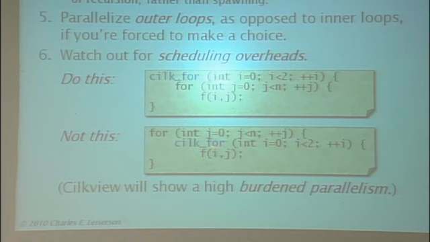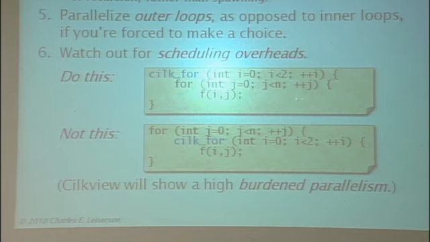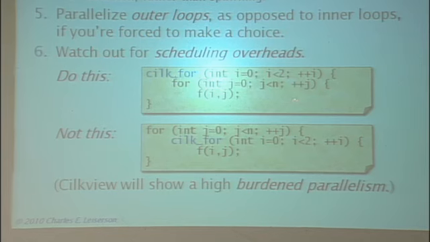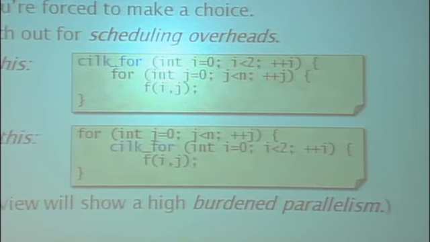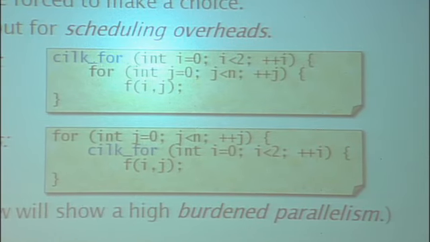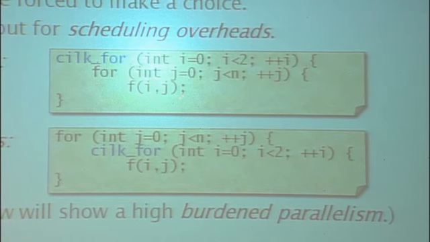So let me slow down here. Let's look at what this code does. This says go for 2 iterations, and do something which is going to take n iterations for j. So 2 iterations for i, n iterations for j. If you look at the parallelism of this, what is the parallelism of this, assuming f is constant time? What's the parallelism of this code?